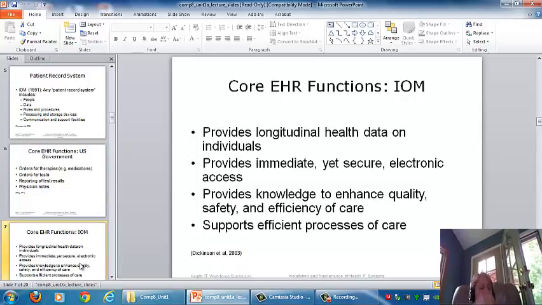The Institute of Medicine also listed key capabilities that any EHR system should address. The first is that the system should provide a longitudinal collection of electronic health information, which means it follows the patient. The second is immediate electronic access to person and population level information. The third is provision of knowledge and decision support that enhances quality, safety, and efficiency of patient care. And the fourth is support of efficient processes for healthcare delivery.